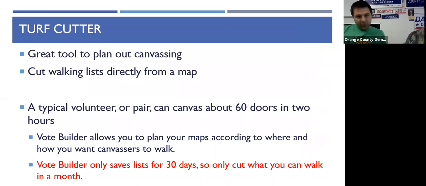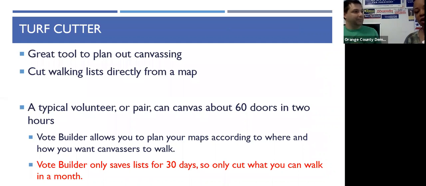So a little bit about the turf cutting tool. This is a great tool to help plan out your canvassing, especially if you're using paper lists. So you have to divide your area into sections to give these lists to your volunteers, and you want to make sure that they don't overlap. So using this tool, you can geographically outline smaller areas of your district or precinct into easily walkable turfs with a map. And people call that turf cutting.